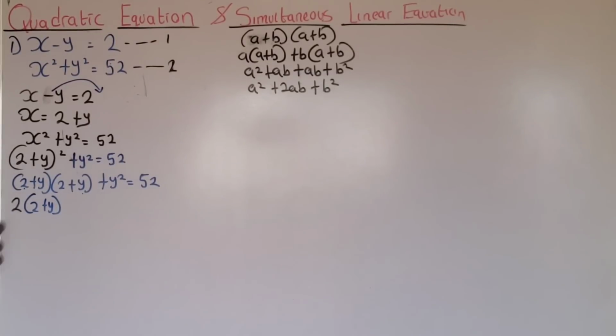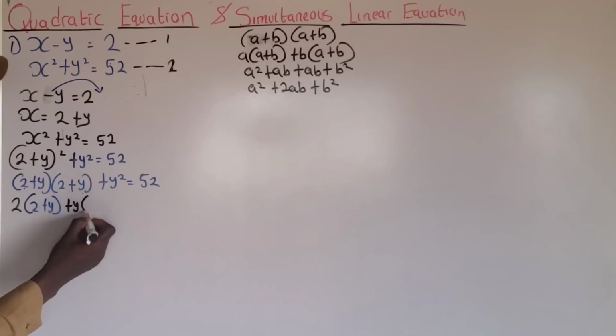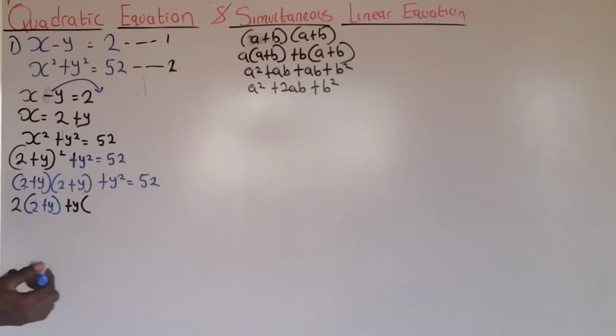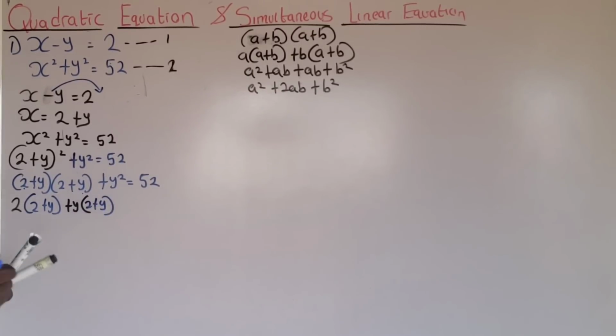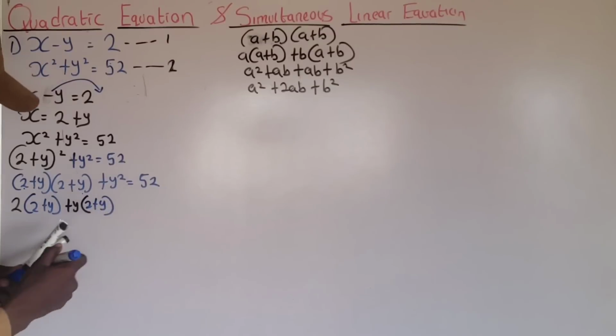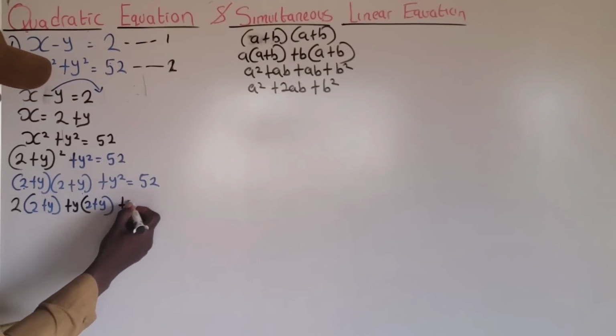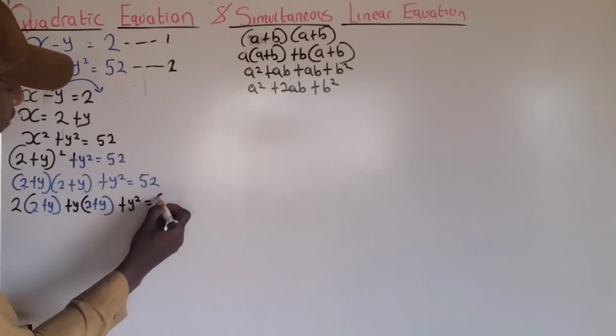Okay, then I'm going to use the second element in the first bracket to multiply all the contents in the second bracket. So I'm going to have, please pay attention, plus y into bracket 2 plus y as well. So 2 plus y. Do you understand? Plus y squared is equal to 52.